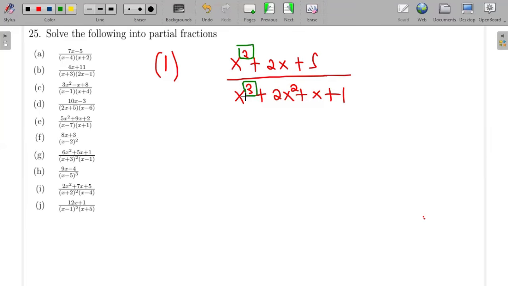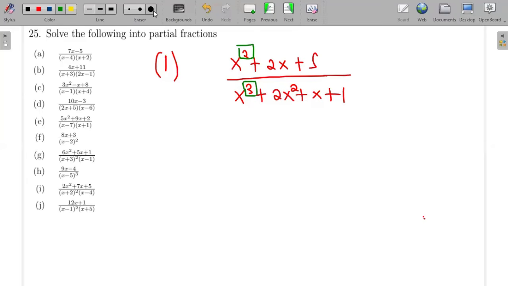When it happens that the highest power in the numerator is equal to or greater than that of the denominator, then we can't apply the decomposition directly. We need, first of all, to divide that expression by long division, and then proceed with what we are going to get.